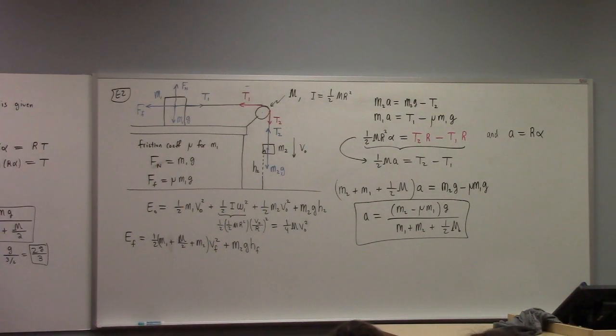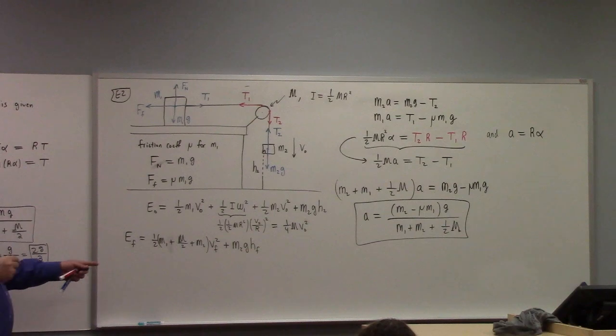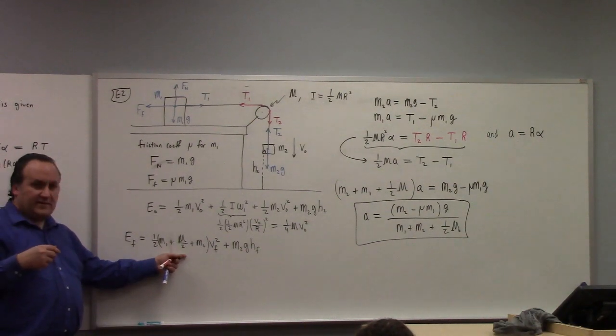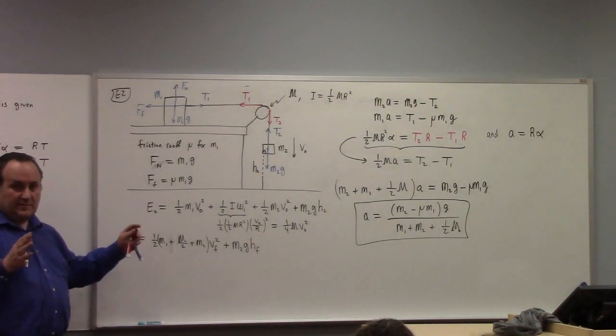I'm assuming that we're not transitioning off the tabletop, so the potential energy of m1 stays the same. And the big M over 2 accounts for the rotational kinetic energy.